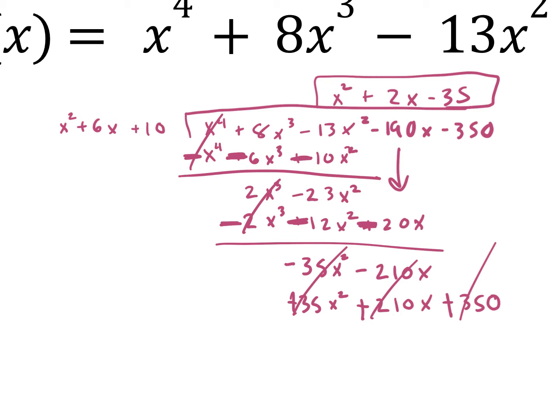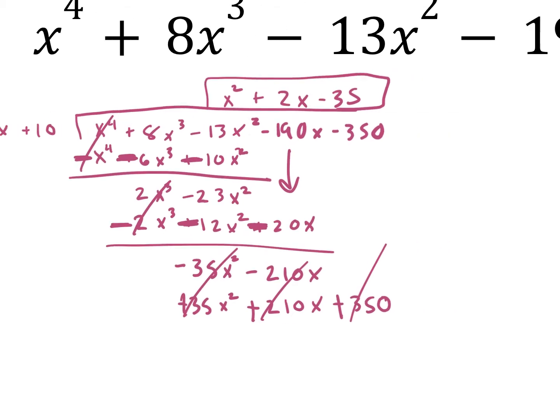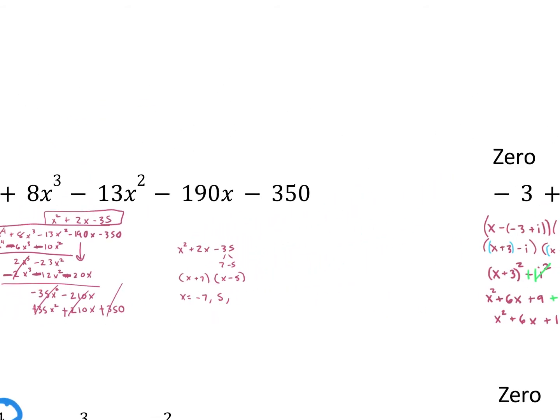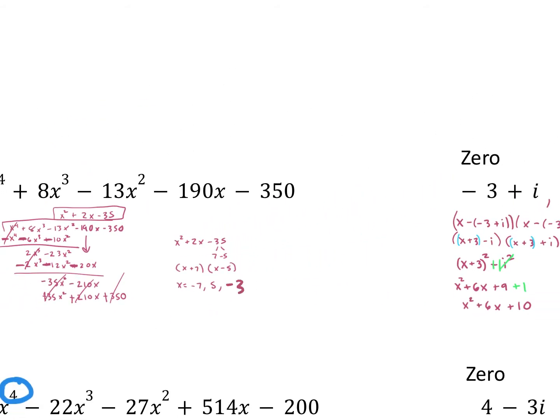That's another factor. So then I just have to factor this. So I have x squared plus 2x minus 35. What are two factors of negative 35 that add to 2? 7 and negative 5. So x plus 7, x minus 5. So x is equal to what? Negative 7, positive 5, negative 3 plus i, and negative 3 minus i.